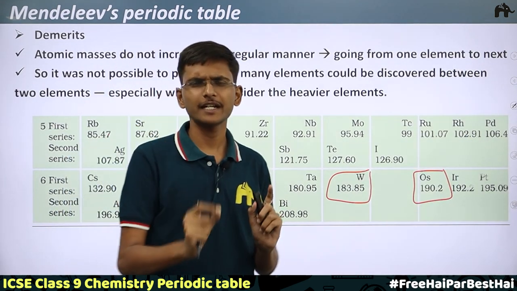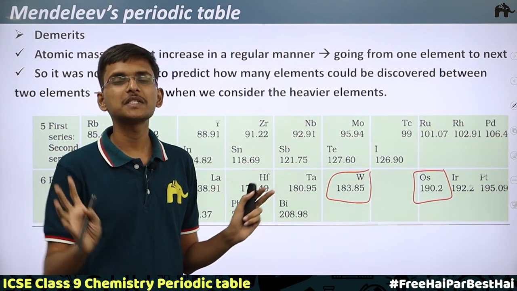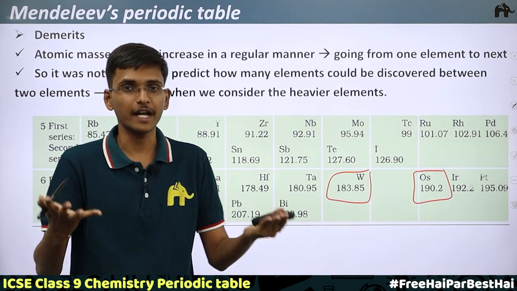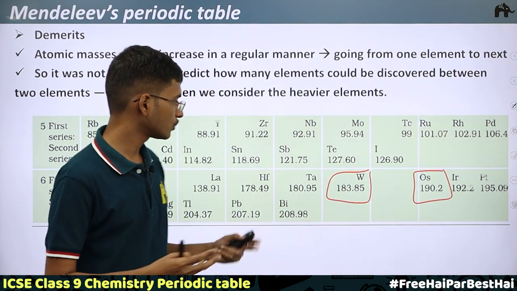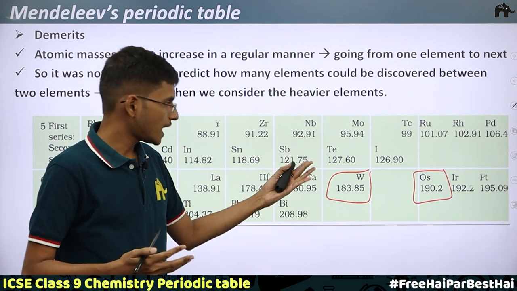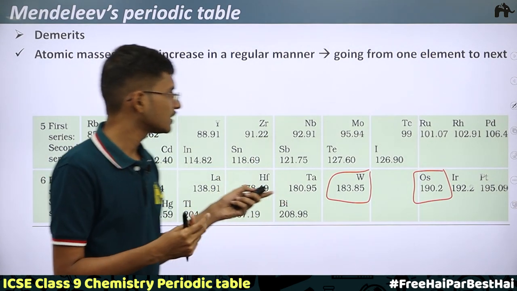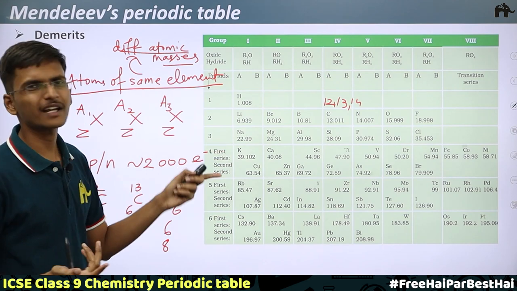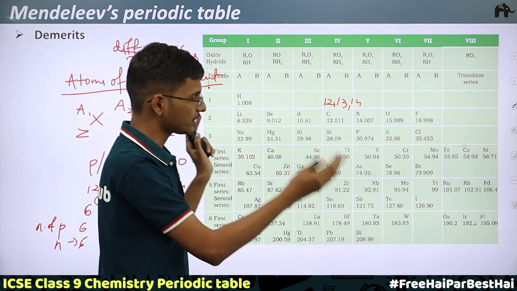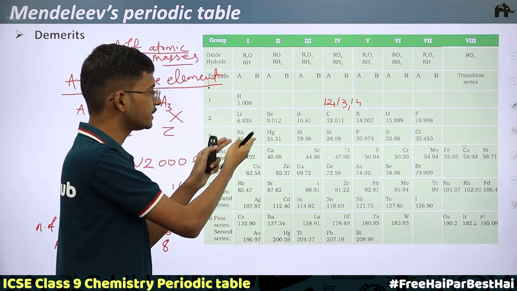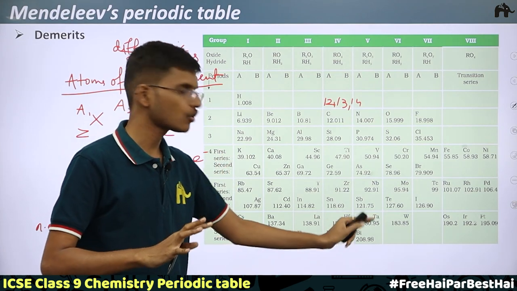One small thing: you may have a question in your mind about what heavier elements means. Heavier elements simply means those elements whose atoms have very high atomic masses, like tungsten at 183.85 and osmium at 190. The atoms of these elements have very high atomic weights. If you compare them with atoms having very low atomic weights, like lithium at 6.9, you can observe the difference between 183.85 and 22, 24, 6.9 and so on. Since they have very high atomic weights, those elements are called heavier elements.